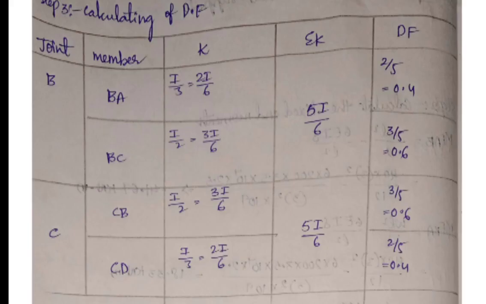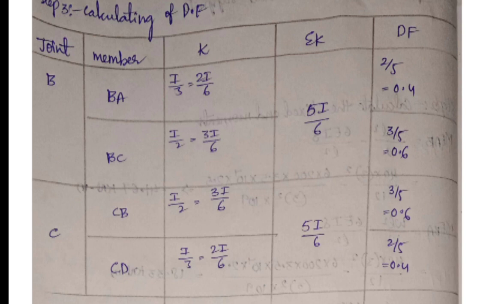Next, we need to calculate the distribution factors. So we have joints B and C, members BA, BC, CB, CD. Then the stiffness K. We know the formula is I by L, and when the far end is pinned or any other support other than fixed, we need to take 3 by 4 I by L. As we have all the supports fixed here, we will take I by L.